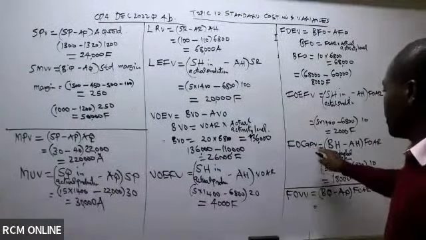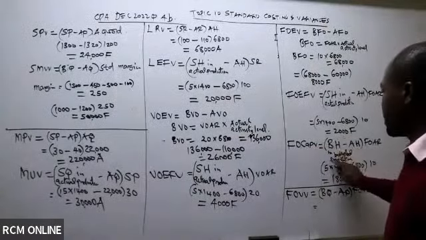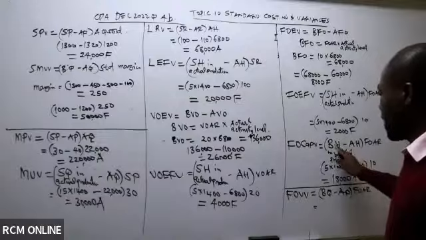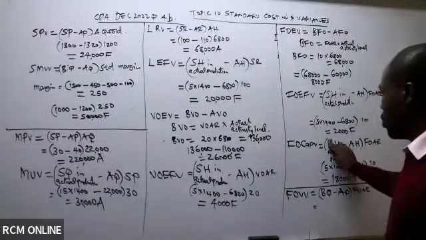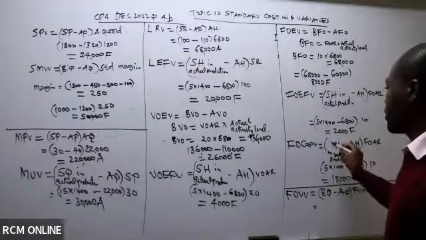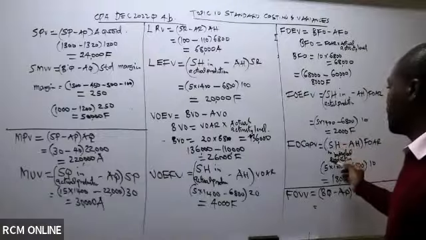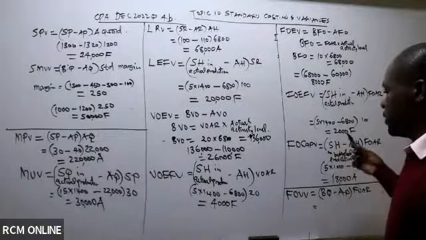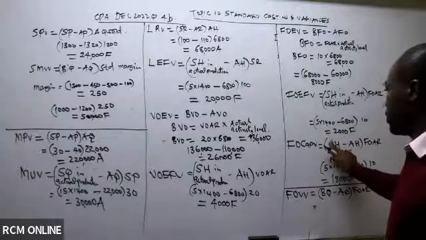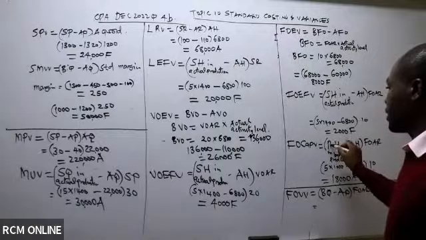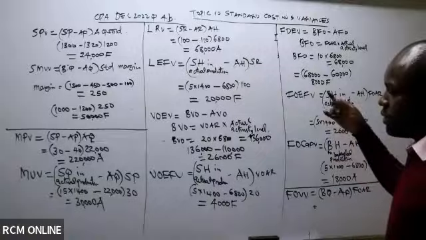Fixed overhead capacity variance is equal to budgeted hours in budgeted production, not budgeted hours in actual production. Or we are of course talking about standard. So it is standard hours in budgeted production or standard production. So that's why we basically take it as budgeted hours, total budgeted hours as per the budget.